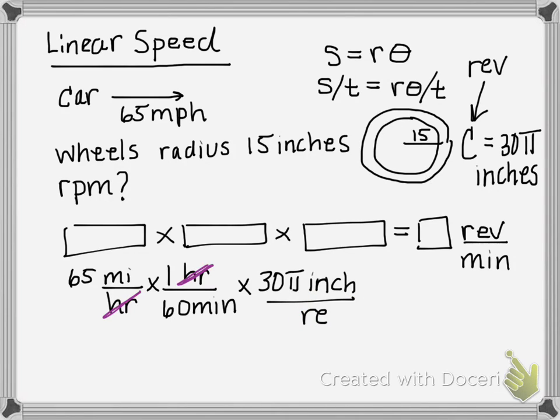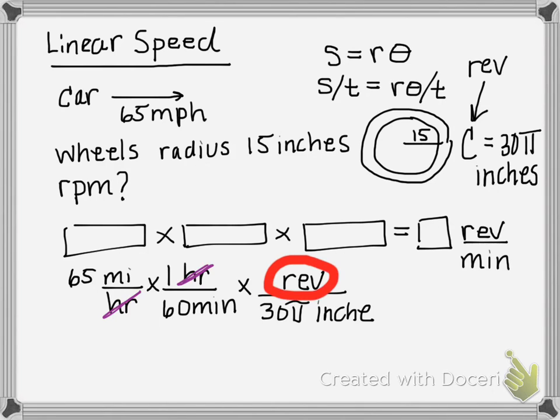So let's erase that. And I want to say that I know that I've got 1 revolution per 30 pi inches. All right, so now we're on to something. Because I've got my revolutions here, I've got my minutes here. So the trick is to get the miles, and I need miles and inches to cancel out.